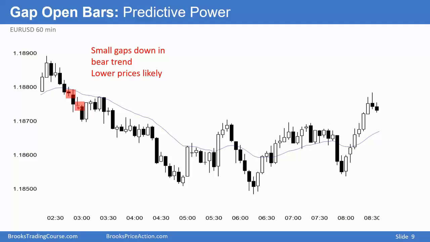Same thing here. This open below that close tells you that a lot of traders sold at the market as soon as this bar closed, and therefore the market was likely to go at least a little bit lower. Ultimately, it went a lot lower. A pair of very strong bear bars, but look what happened here. We have a gap up and a bull bar.